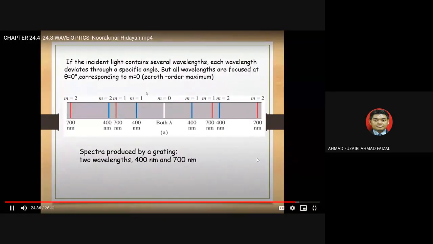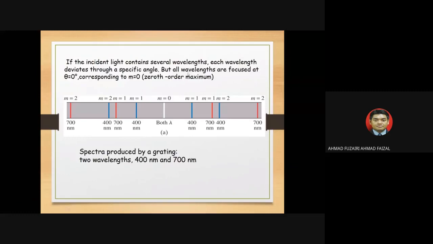If the incident light contains several wavelengths, each wavelength deviates through a specific angle, but all wavelengths are focused at 0 degrees, corresponding to the zeroth order maximum. As shown in the figure below, you can see the first order and second order of both wavelengths are produced at different angles. You can see that the first order for the 700 nanometer wavelength is produced farther out compared to the first order of the 400 nanometer wavelength.